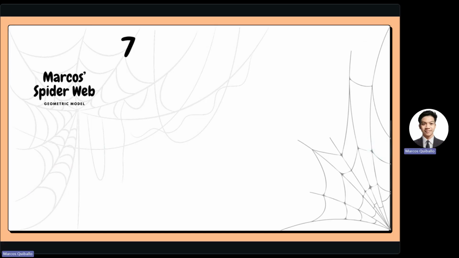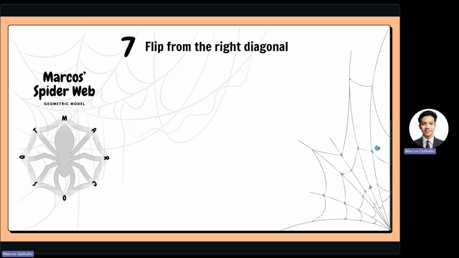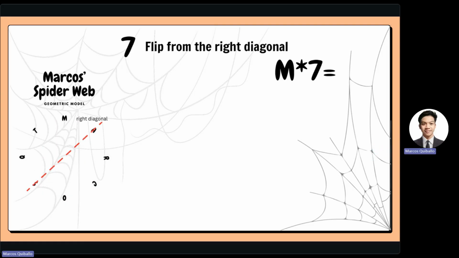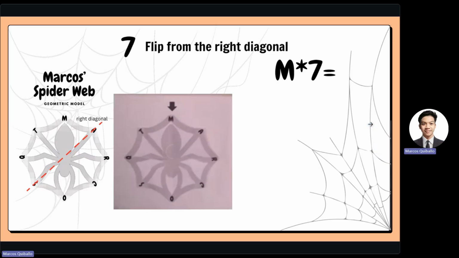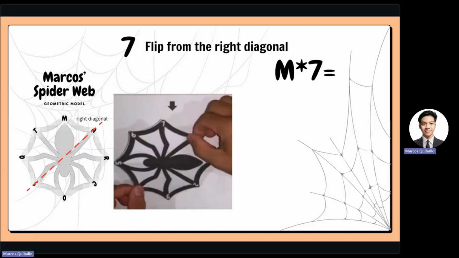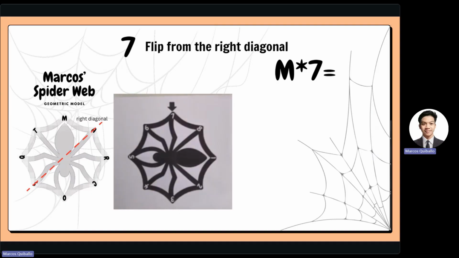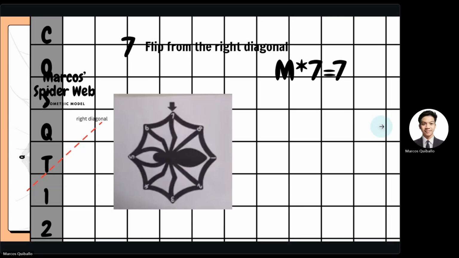Now number 7 is defined as a flip from the right diagonal. So this is our model, and the red broken line represents the right diagonal. When we operate M star 7, based on our video, when M is our initial position and we flip from the right diagonal, our resulting element would be number 7. So this is our group table.